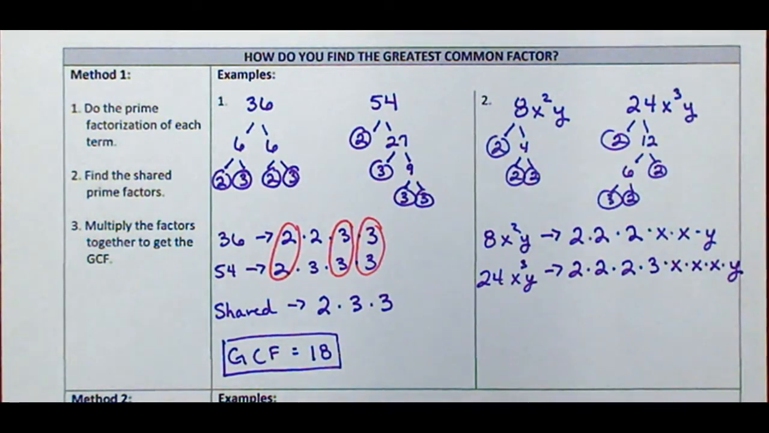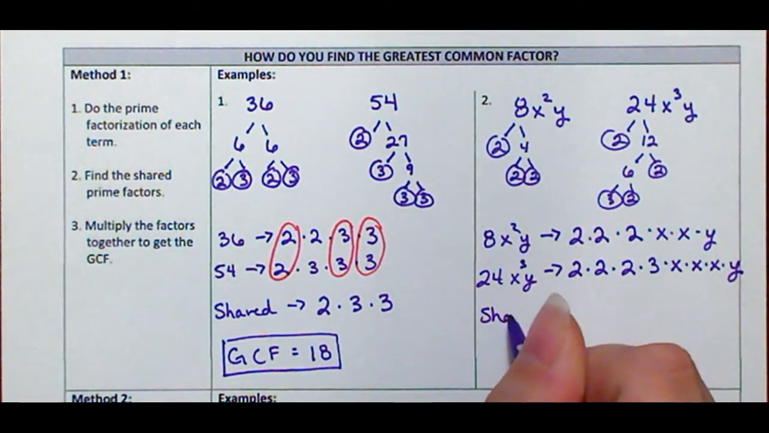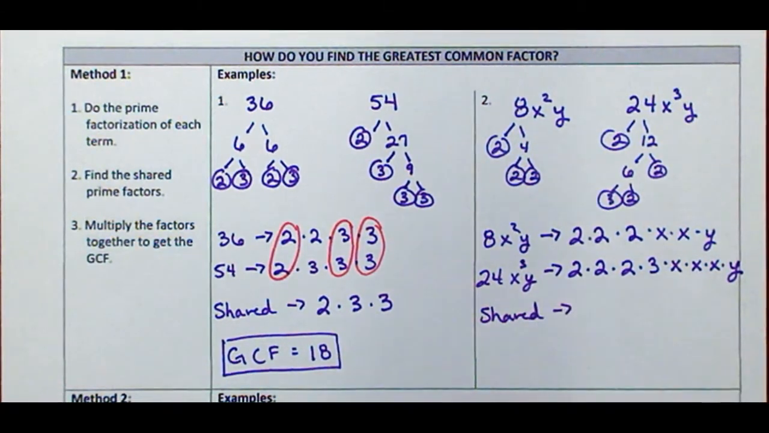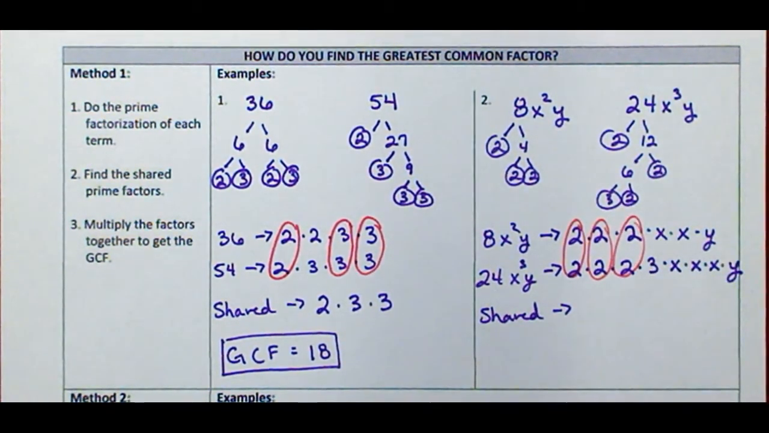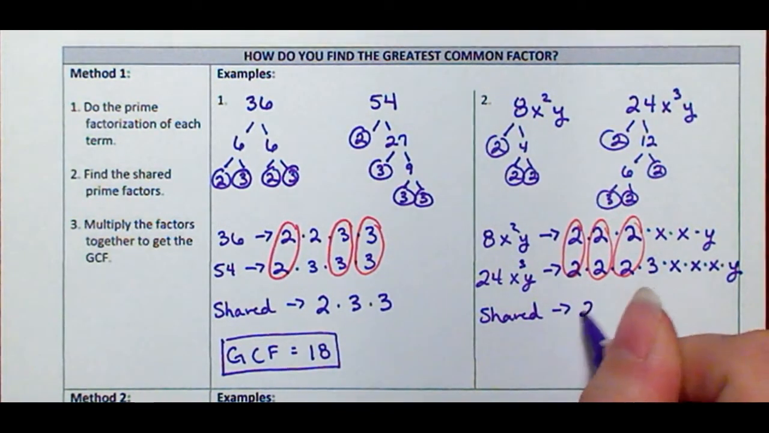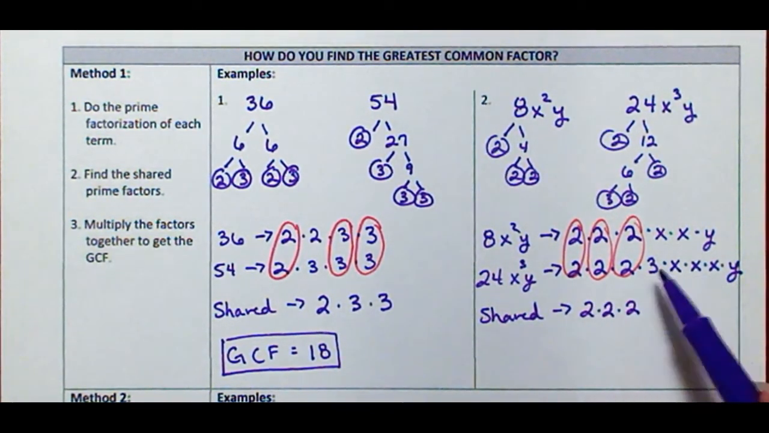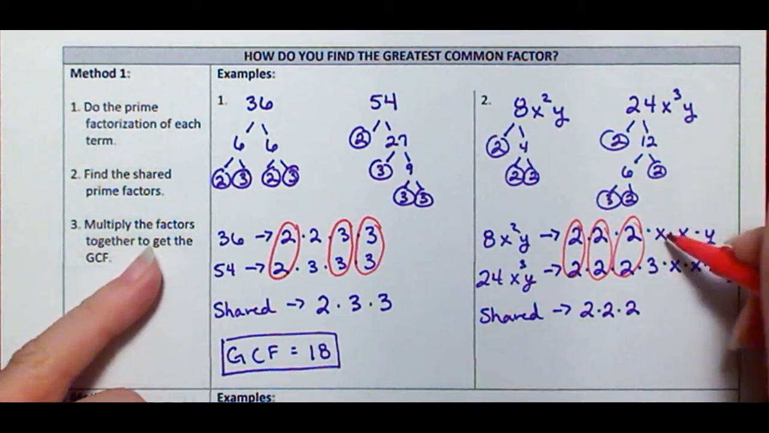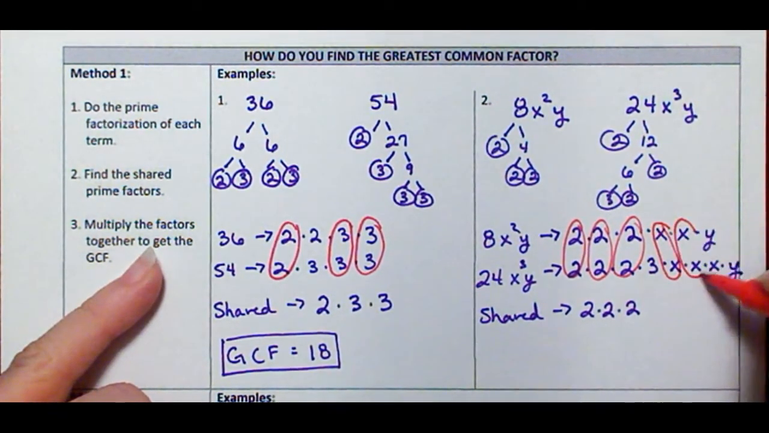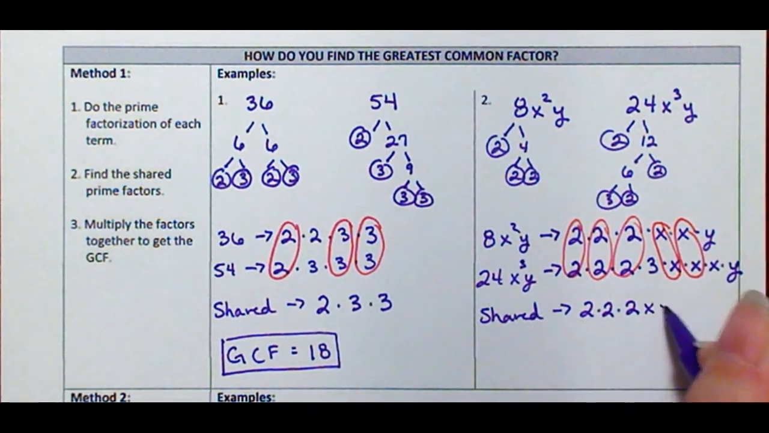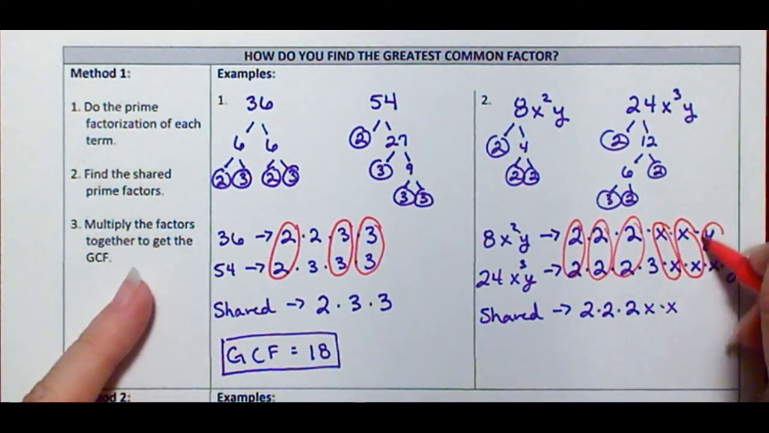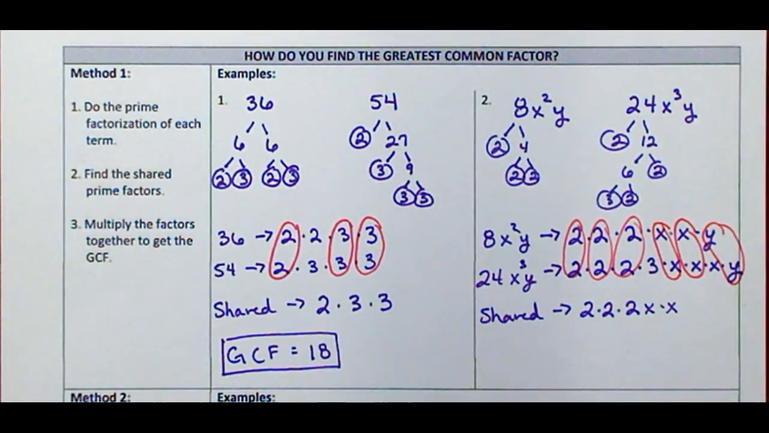Again, we're looking for these shared factors, so we need to see what they have in common. Right off the bat, we can see that they have three 2s in common. So I'm going to write that down: 2 times 2 times 2. They don't have any 3s in common, so then we're going to look at our x's. They have two x's in common, so x times x. And then we have one y in common for both monomials, so times y.